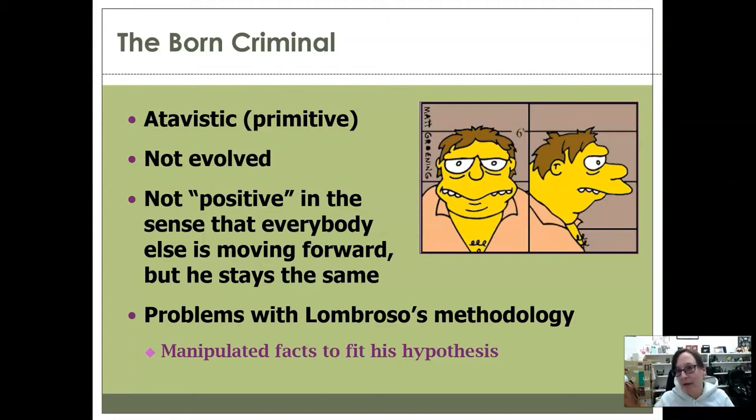And so he would throw out cases that disproved his hypothesis, he would exaggerate cases that supported it, and so it's a very, very flawed, invalid methodology. Hence why we know that that's not true now. But he had a lot of, just like biological positivism in general, it created all of these theories. He had a big impact on creating more and more biological positivism theories.